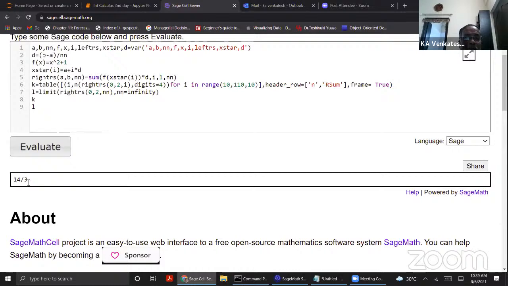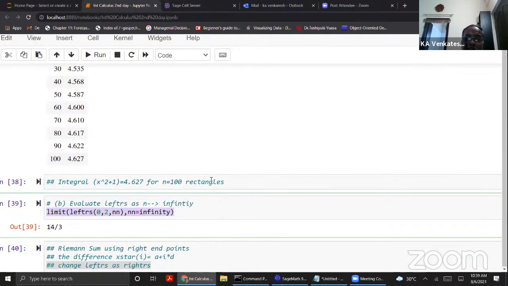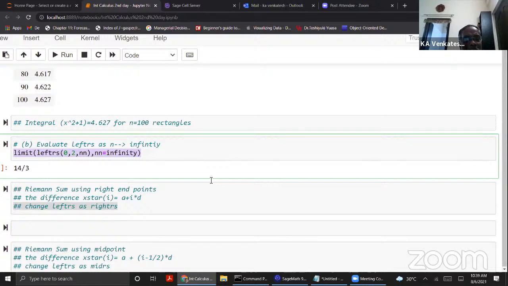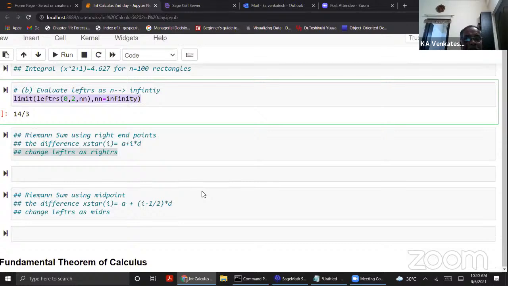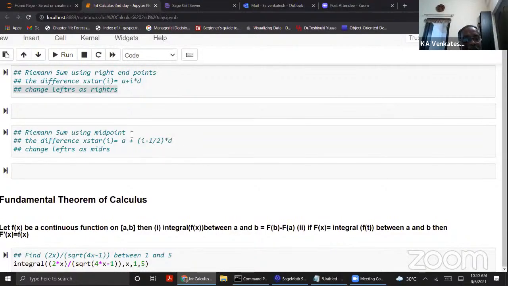So the final answer is 14/3. Whether you do it by the right endpoint or the left endpoint, it gives the same answer, as is known to us. So this is the way you can do it. As I said, this is the right endpoint. In the same way for the midpoint, you use i minus 1/2 times d, and you will get the midpoint Riemann sum.